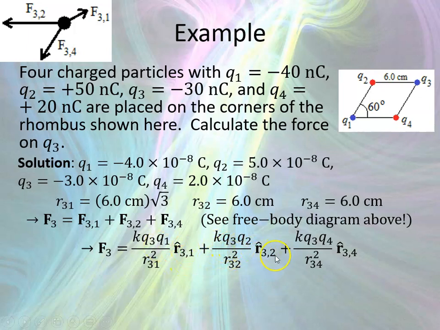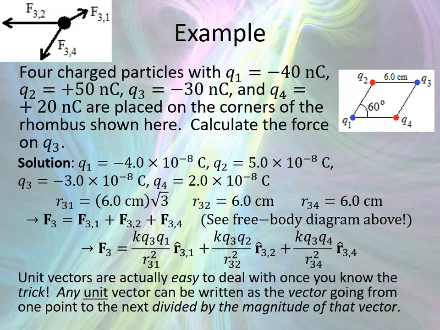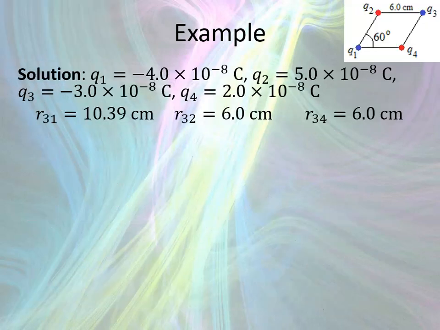And we do the same thing for all of the others. So we have K Q3 Q2 over R3,2 squared. That is the distance to charge 3 from charge 2 times R hat from charge 2 to charge 3, or the unit vector pointing at charge 3 from charge 2, plus etc. from charge 4. Now, we can again factor out a common term, the KQ, and the main problem that we're going to be dealing with is figuring out what these vectors actually are.